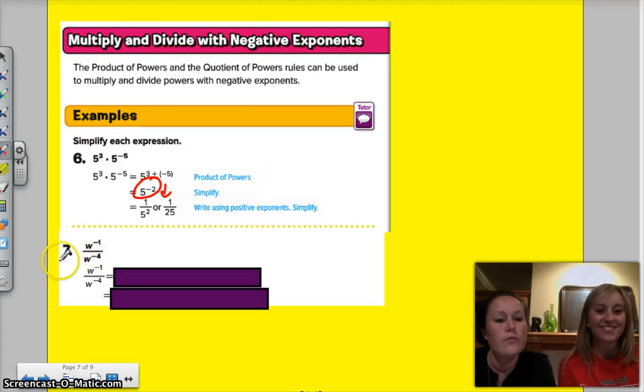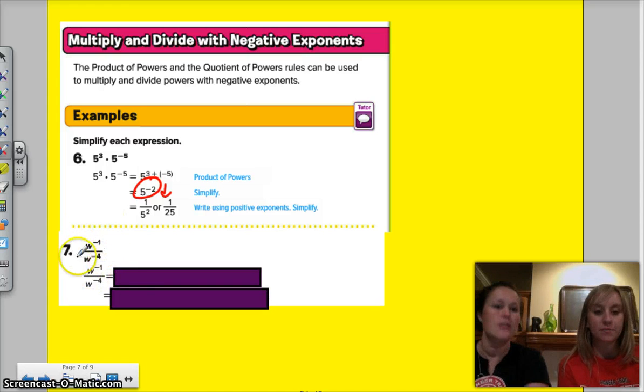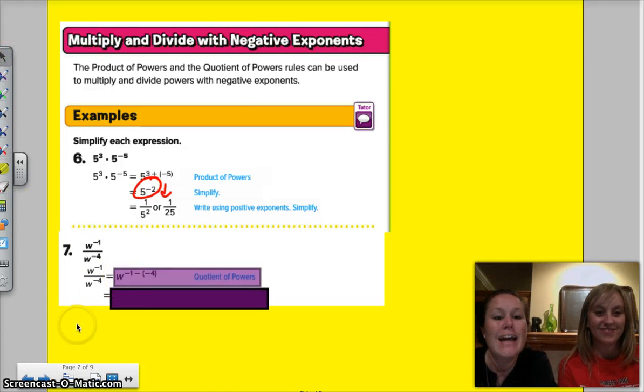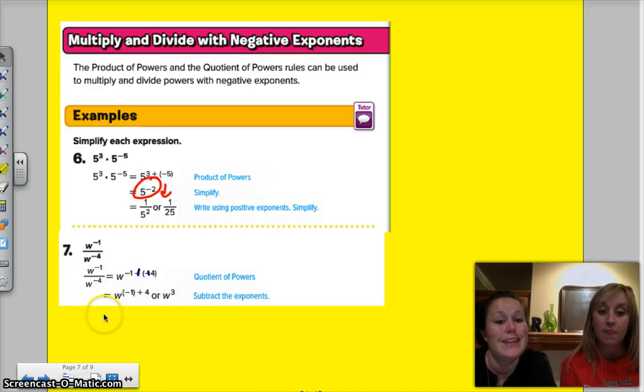So w to the negative 1 over w to the negative 4. Again, division. When you divide powers with the same base, you subtract. So negative 1 minus negative 4. Again, guys, minus negative is plus positive. So this is negative 1 plus 4. Now we have w to the power of positive 3. Since it's not negative, I don't have to put it anywhere. It's done. Easy.